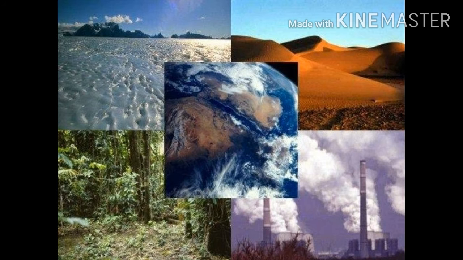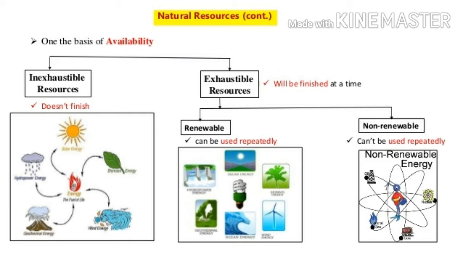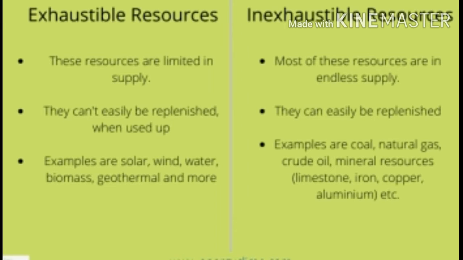Well, in the light of the availability of various resources in nature, natural resources can be broadly classified into two kinds. First, inexhaustible natural resources. These resources are present in unlimited quantity in nature and are not likely to be exhausted by human activities. Examples are sunlight, air, water, etc.